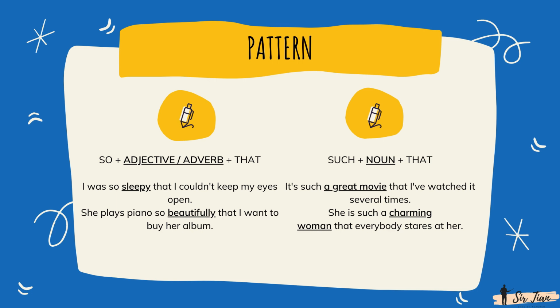Now, when I put so before sleepy, it means I give emphasis on sleepy, or I can say I am very sleepy. And because of that, there is something that happens as the result of me being very sleepy, which is I couldn't keep my eyes open. That's why the sentence is I was so sleepy that I couldn't keep my eyes open.